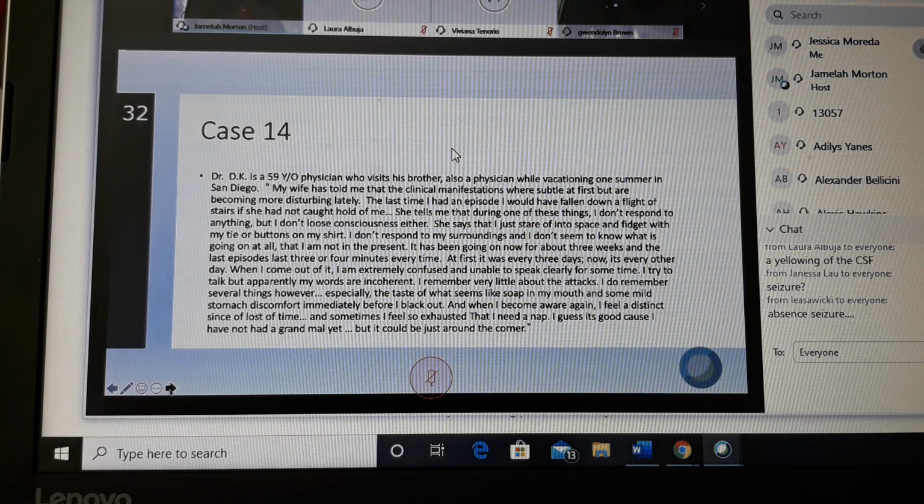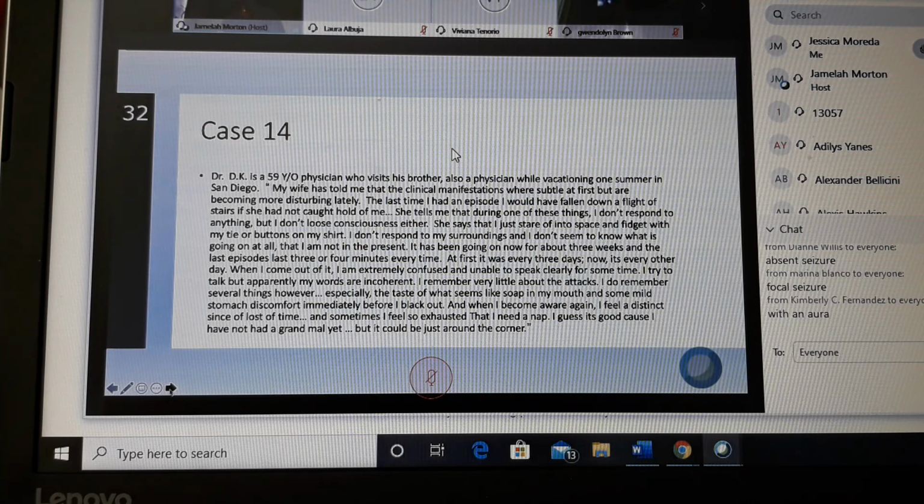It has been going on for about 3 weeks. The episodes last 3 or 4 minutes every time. At first, it was like every 3 days. Now every other day. When I come out of it, I'm extremely confused, unable to speak clearly for some time. I try to talk, but apparently my words are incoherent. I remember very little about the attacks. I do not remember several things.